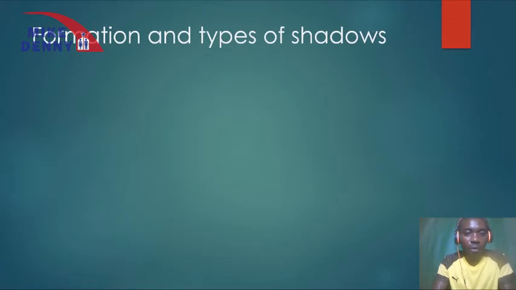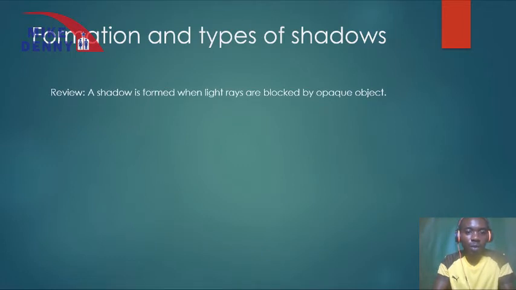Okay, let's look at the formation and types of shadows. Remember, you did shadow in Form 1. We are just going to review. Before we start, we have to tell you what a shadow is all about. A shadow is formed when light rays are blocked by opaque objects. Remember, an opaque object is an object which light doesn't pass through. No, we cannot see through that object. That is how we are able to see our shadow whenever light rays fall on us.